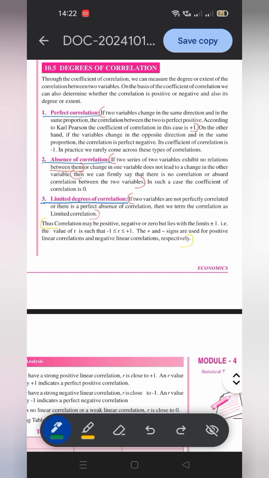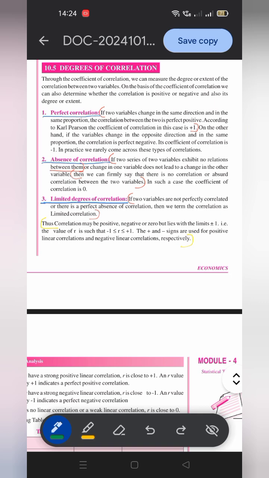Second one, absence of correlation. If two series of two variables exhibit no relation between them, then we can firmly say that there is no correlation between the two variables.